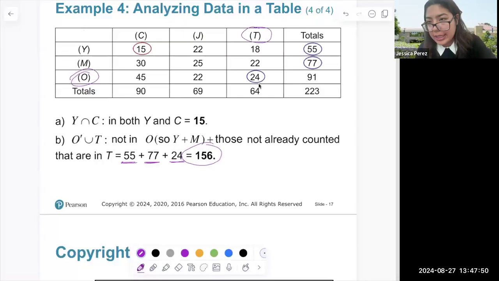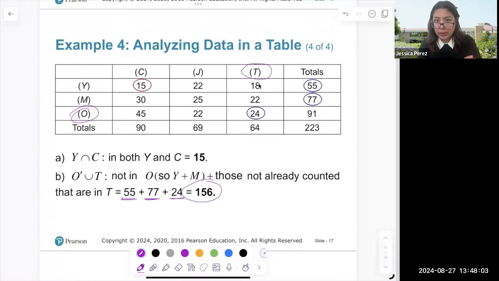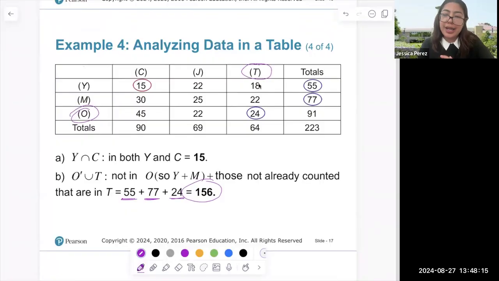So that's how you would read a table. You would analyze the table and then read the results by looking at a particular column and a particular row. That is the end of section 2.4. So again, what we did was we saw Venn diagrams and analyzed particular surveys. We found the cardinal number and how to apply it in solving for a particular cardinality. And lastly, we analyzed data in a table.